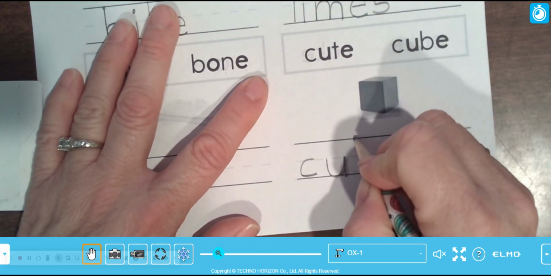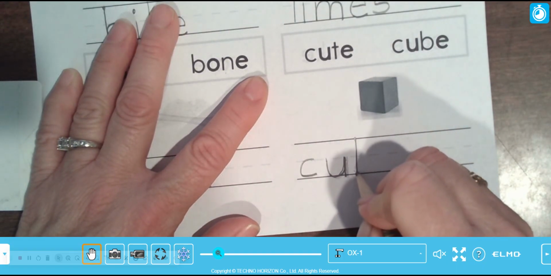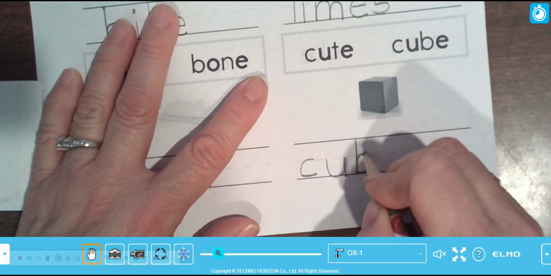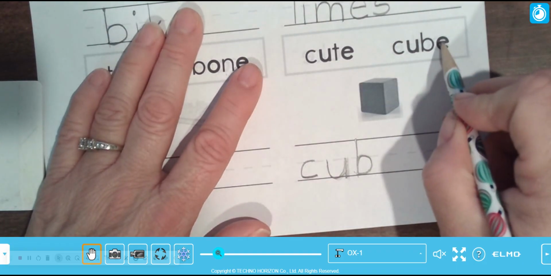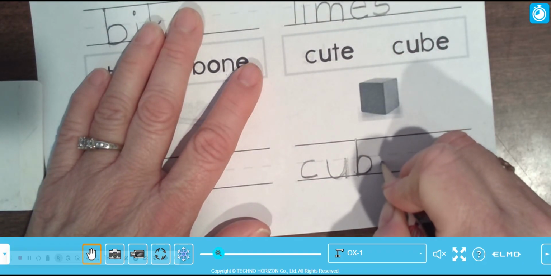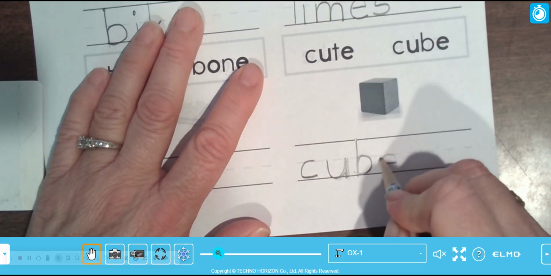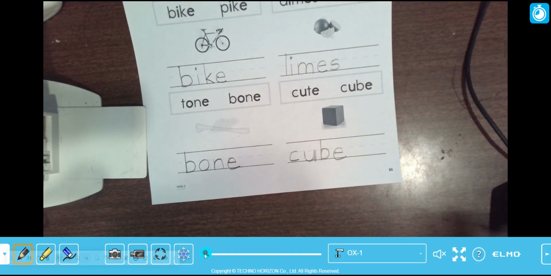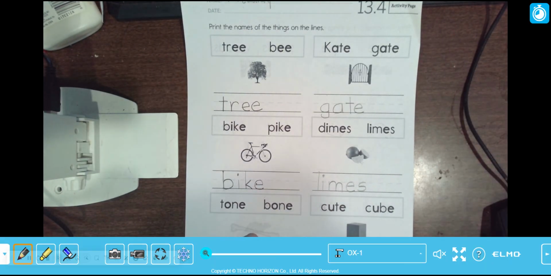Okay, now the B. B starts at the top. You make the bat all the way to the bottom, then go back up the stick and turn to the bottom. So down, back up the stick and turn. Okay, the E starts right here underneath the dash line. You go straight out, touch the dash line, turn. There's the word cube. Okay, now I'm going to turn it over to the other side.